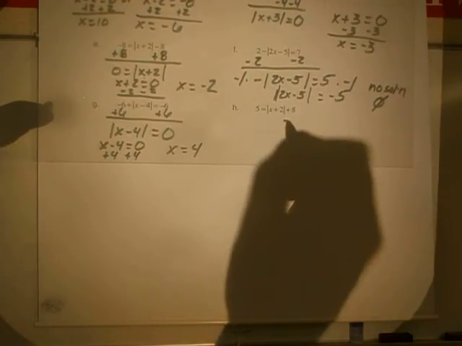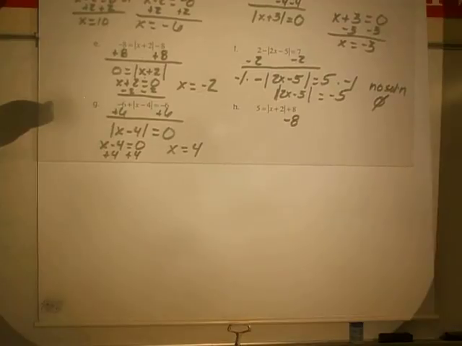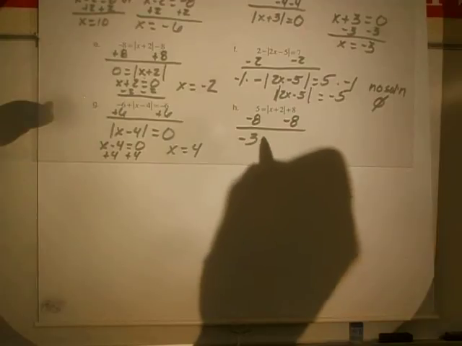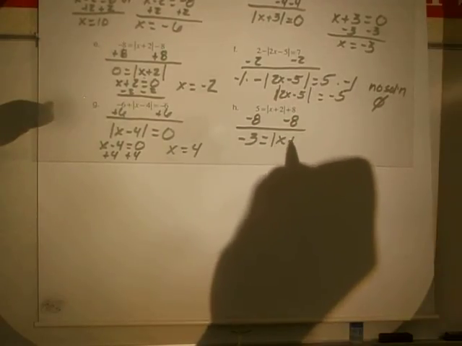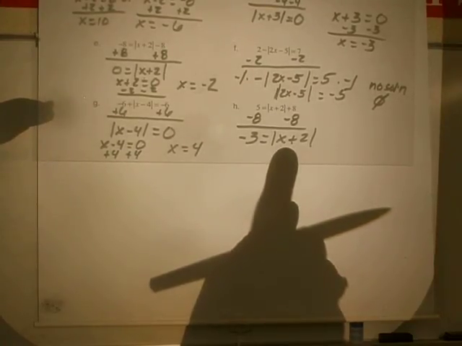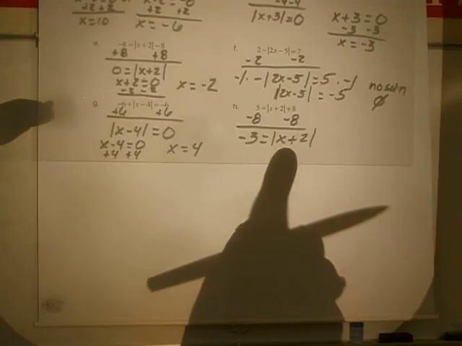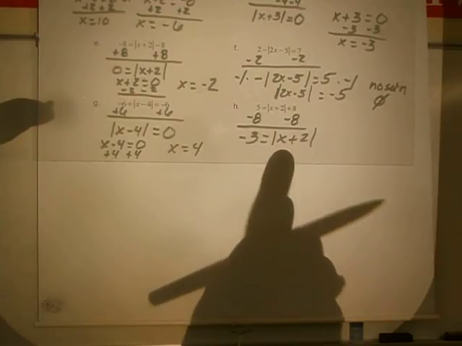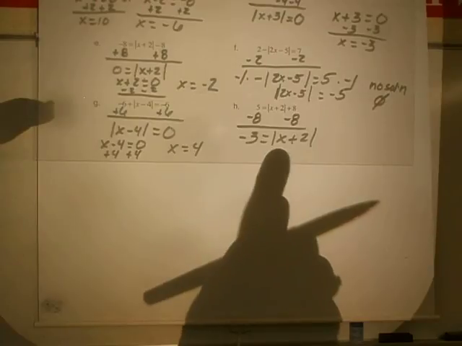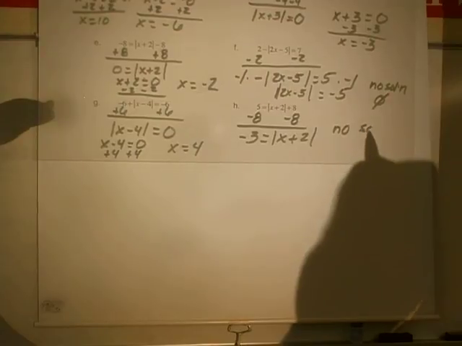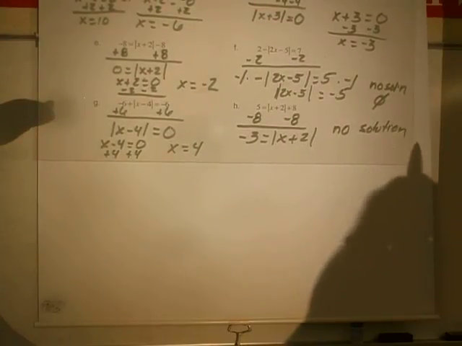Letter H, subtract 8 from both sides. We are going to have negative 3 equals the absolute value of x plus 2. This absolute value means make it positive. So we need some number in here that we're going to make positive, and then it ends up being a negative 3. Is there any number that when we take the absolute value of it, it equals a negative? So this is another one where there is no solution, or empty set.